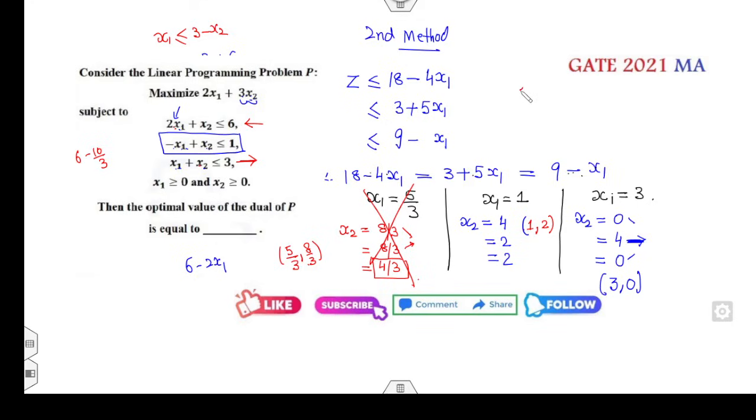So you have the two points (1, 2) and (3, 0). Find the value of z. At (1, 2), this is 8. At (3, 0), it is 6. Which one is the maximum? 8 is again the right answer of the problem.